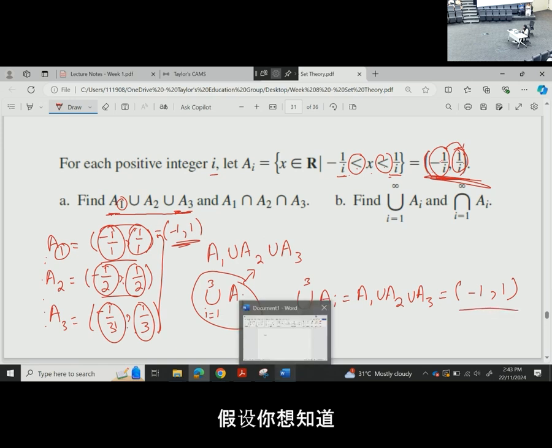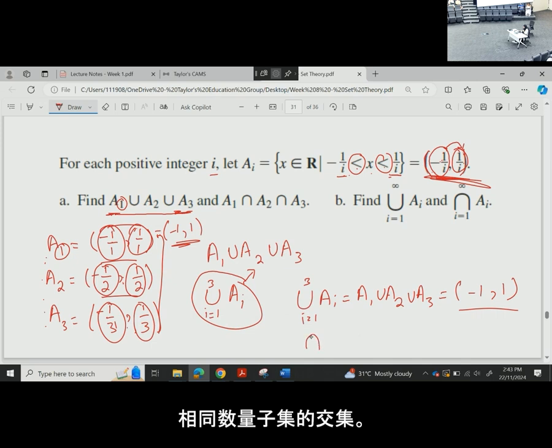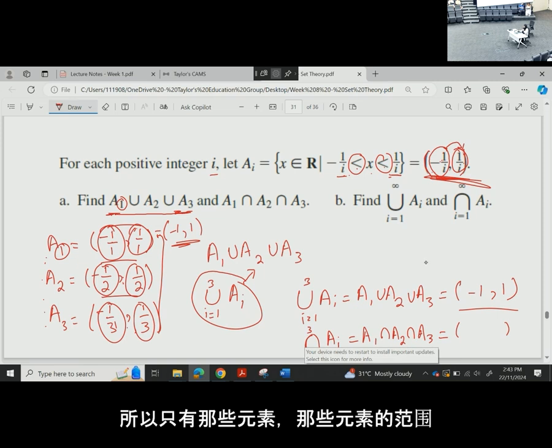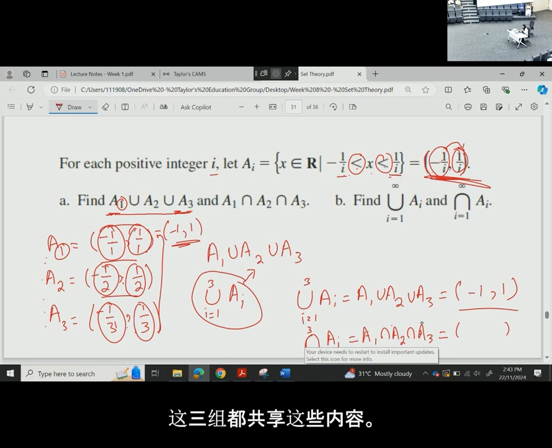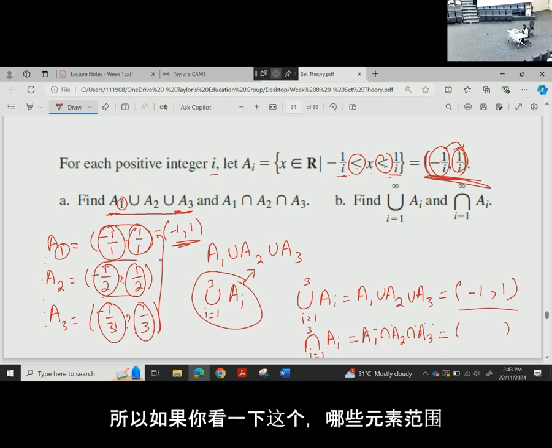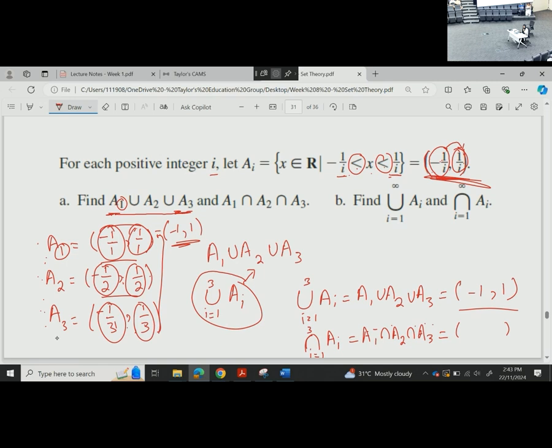Let's say you want to find the intersection of the same number of subsets. What will be the range? Again, you will have round brackets, because in the question you have round brackets. So only the range of those elements that are shared between all of these 3 sets. If you look at this, which range of elements shows that the elements are included in all of these?